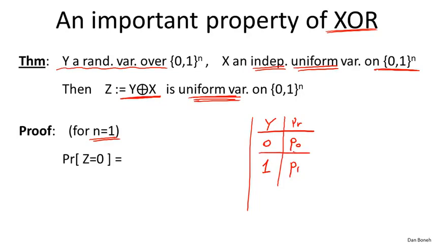Similarly, we're going to have a table for the variable x. Well, the variable x is much easier. That's a uniform random variable, so the probability that it's equal to 0 is exactly 1/2. Probability that it's equal to 1 is also exactly 1/2.